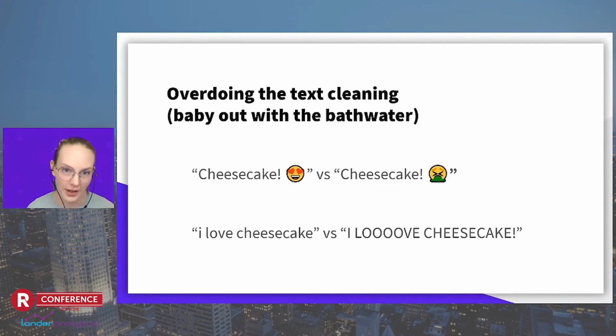If you remove special characters, you will lose that information, which may be very important to your project. Also, changing the case of things or mapping things that have duplication or spelling differences in them may also result in losing information. So "I love cheesecake" versus "I LOVE CHEESECAKE!" in all uppercase with an exclamation point. That person is probably a lot more excited about cheesecake than the first one.